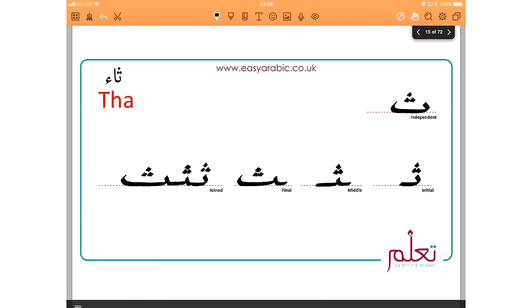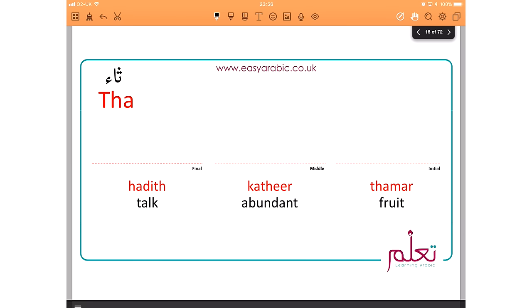Okay, so let's look at a few examples. We have the tha, the three nuktas, then we have the meem. And then we have the ra. Thamar, which is fruit, with the harakat.